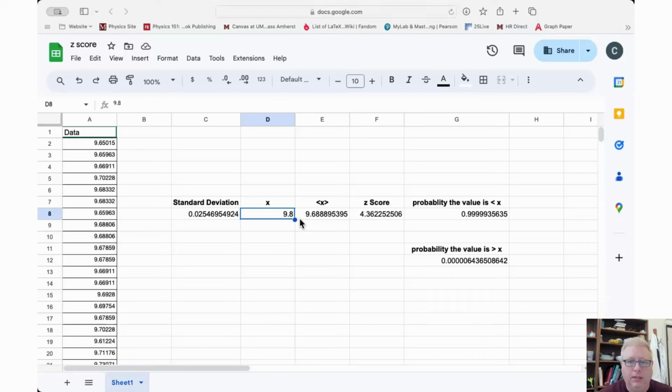So the Z-score tells us how far we are, how many standard deviations we are away from the mean. It gives us a probability, and we can use this to compare our collected data to a theoretical number or a number that we've calculated for something. This is how you'll use the spreadsheet for the pre-lab assignment and then also during your lab 3.